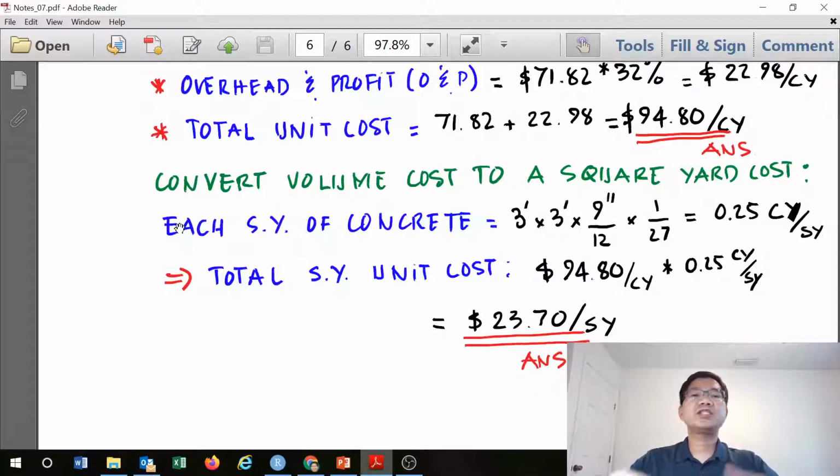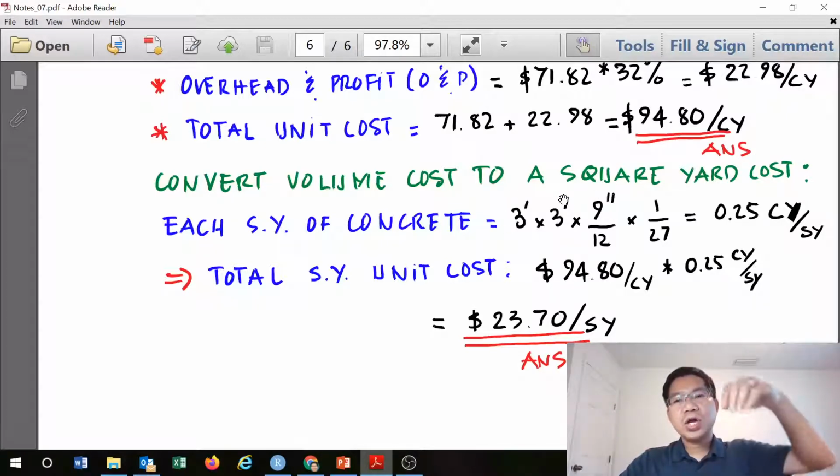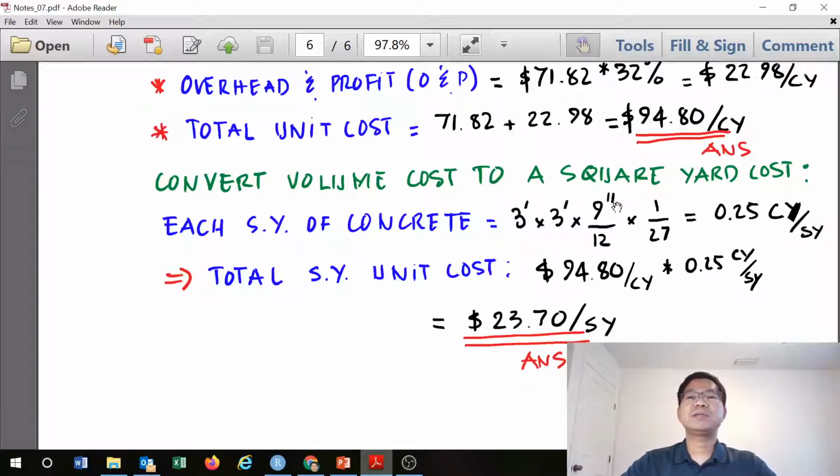As you can see, for each square yard of concrete, what do we have? A square yard means 3 feet times 3 feet. But here the thickness of the concrete is given as 9 inches, so you have to multiply by 9 inches, and of course convert the unit to feet, so divide by 12. And because it is cubic yard, we convert the unit by dividing by 27. We have 0.25 cubic yard per square yard.